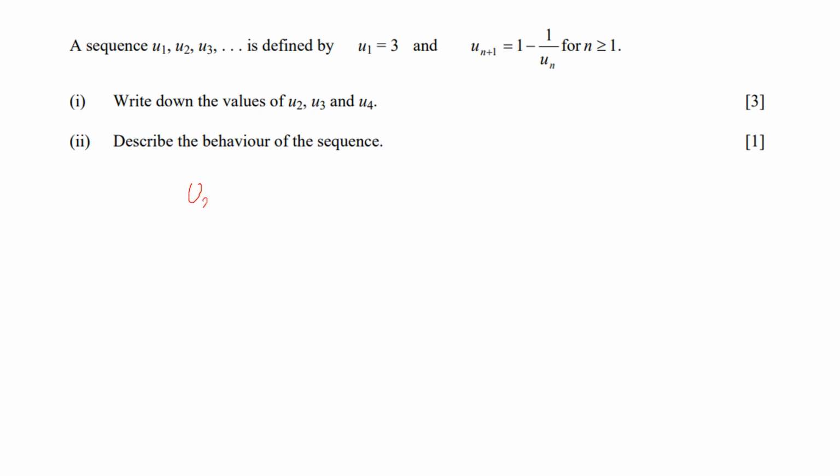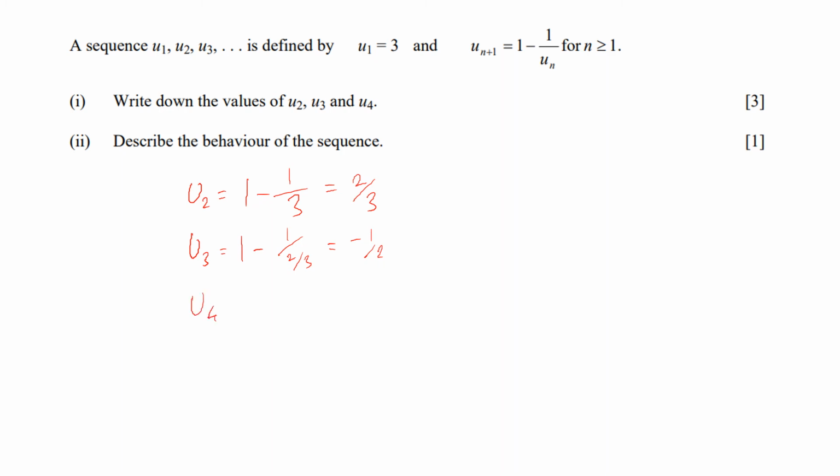So u2, according to our formula, is equal to 1 minus 1 over our previous term. So 1 minus 1 over a third. So that's going to be 2 thirds. Our third term, u3, is going to be 1 minus 1 over 2 thirds, which actually gets you to minus a half, because you end up doing 1 minus 3 over 2.